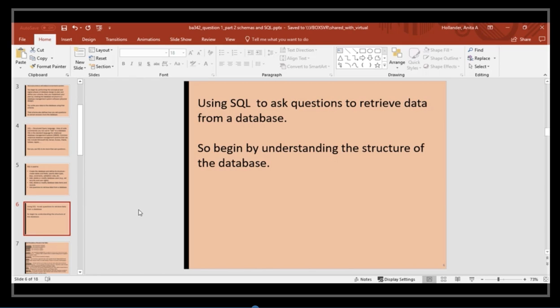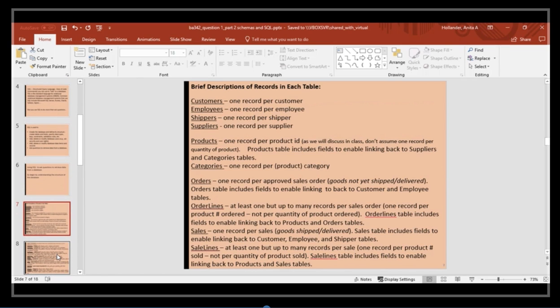You shouldn't be surprised to find out that if you're going to use SQL, since we're using it with a schema on write database, we have to understand the structure of the database before we can actually ask the questions. So if you look at the BA342 company, you have 10 tables inside there that are used to collect data about 10 different things, 10 different entities. There's data about customers and employees, shippers and suppliers. There's also data about products and categories. There's data about orders and sales in there as well.